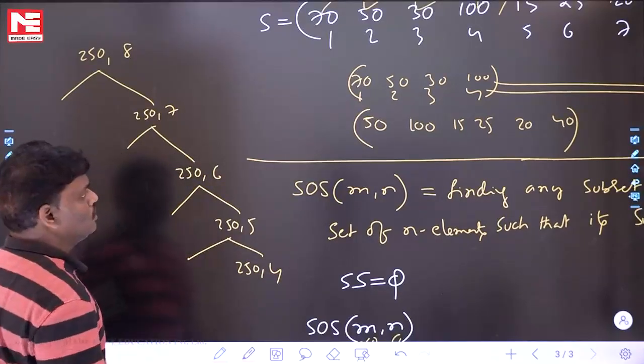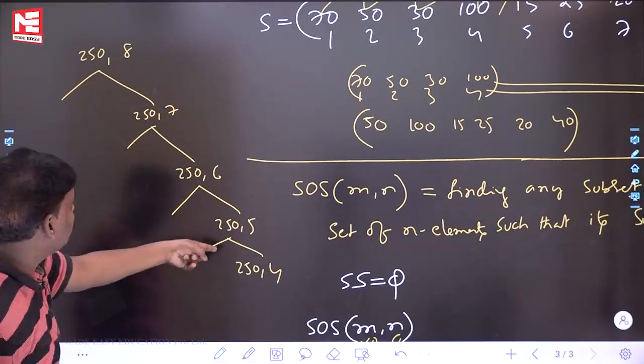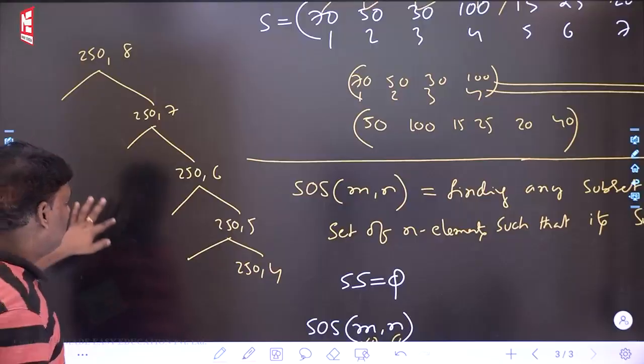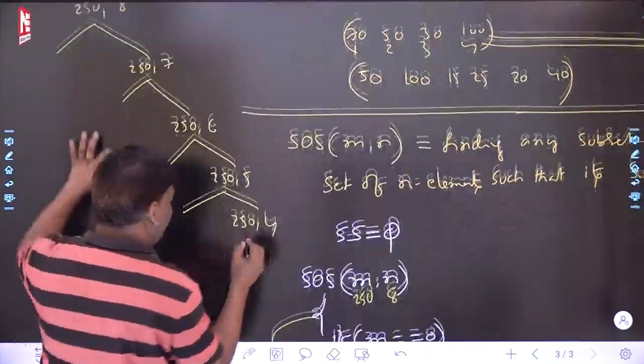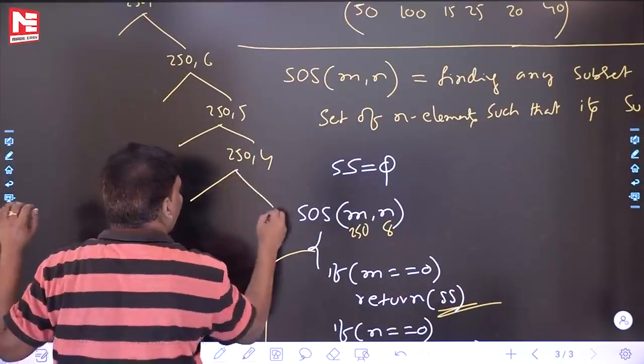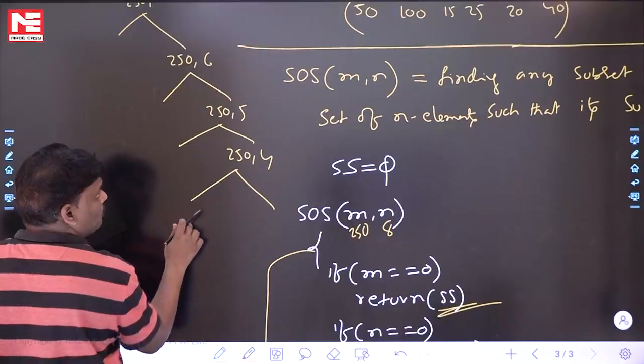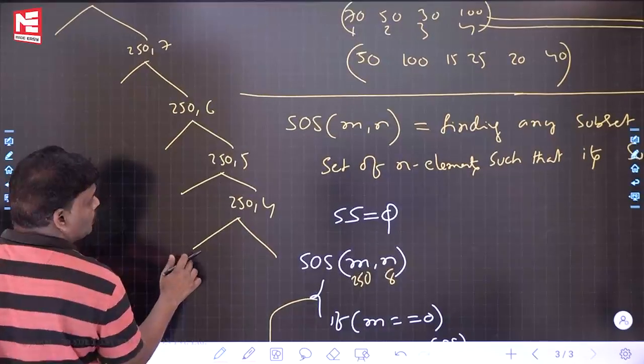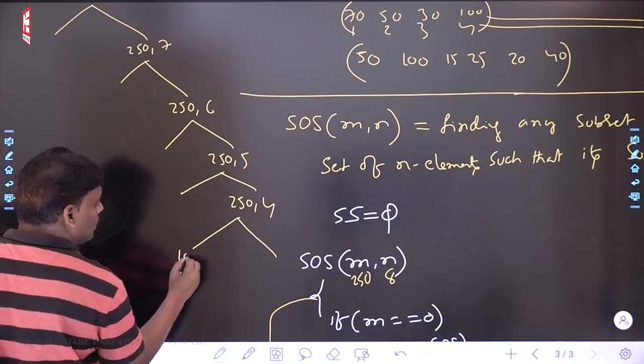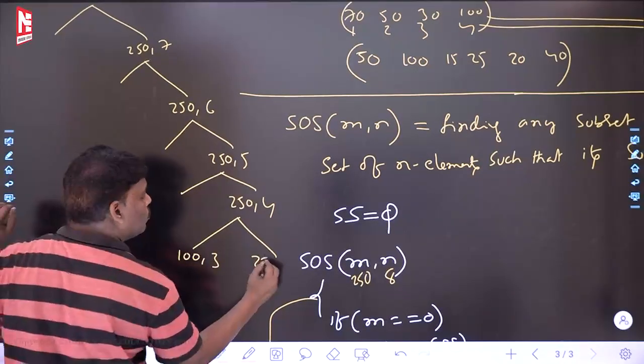From here onwards, the game will start. See, this is the one path I am talking about. Like the 2 power n paths are there, this path only I am talking about. Can you help me now? 250 comma 4. You may take, you may not take. If you take, what is the answer? If you take, 4th element is 100. So 100 comma 3. If you don't take, 250 comma 3.